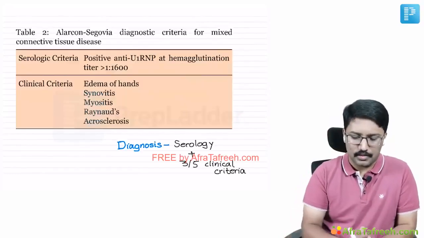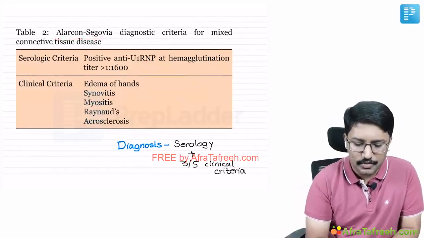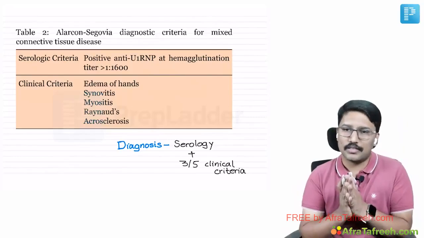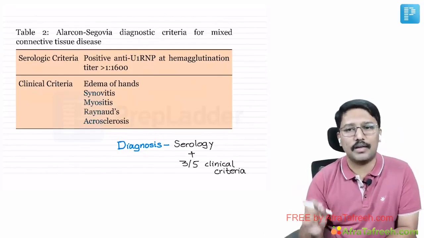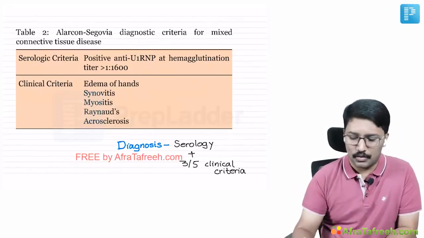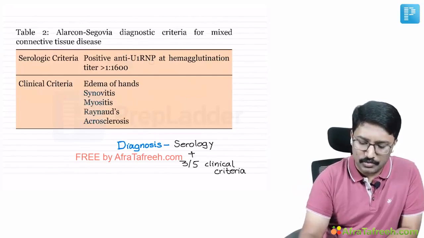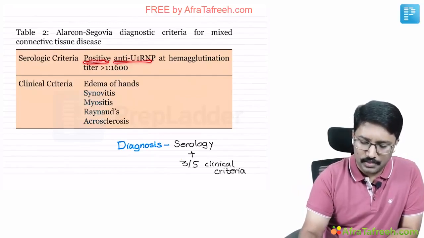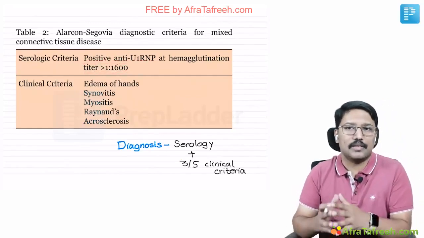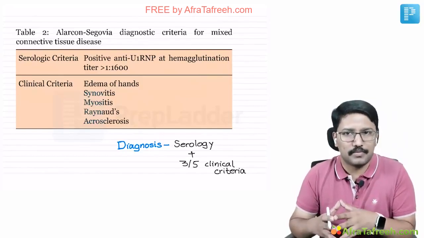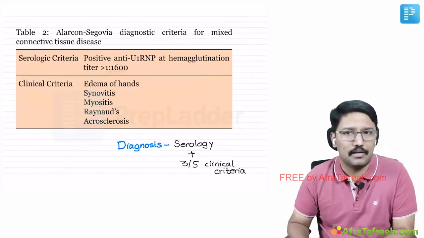Okay. Now let us look at all of these. The first thing we are talking about is Alarcon-Segovia. In Alarcon-Segovia diagnostic criteria, there are two domains. One is serological criteria and the second one is clinical criteria. The serological criteria is specifically looking at the anti-U1 RNP antibodies using a hemagglutination titer. So the anti-U1 RNP should be positive, and apart from being positive, the titer should be more than 1:1600. So 1 in 1600 is the minimum titer that we are expecting. Right? Clear? And this number differs for different criteria.